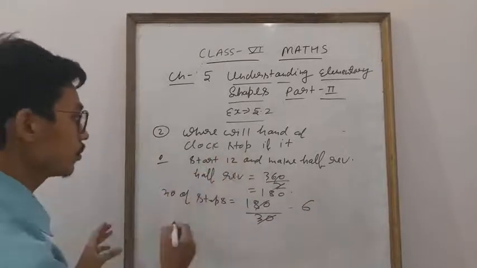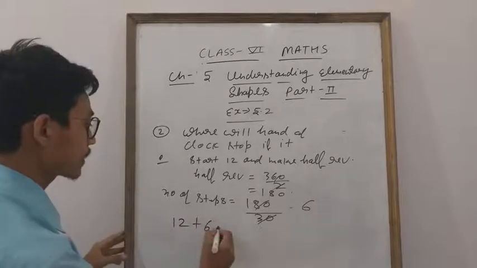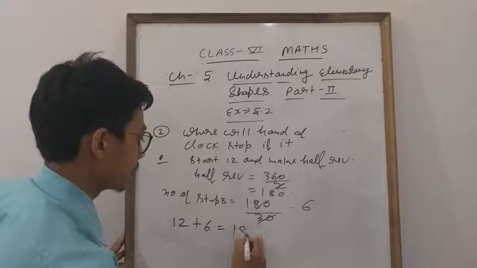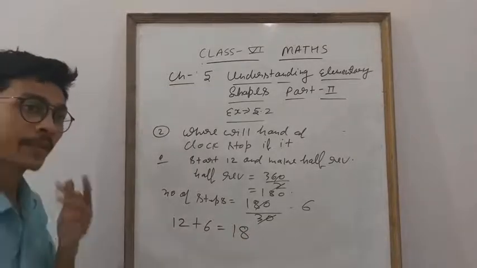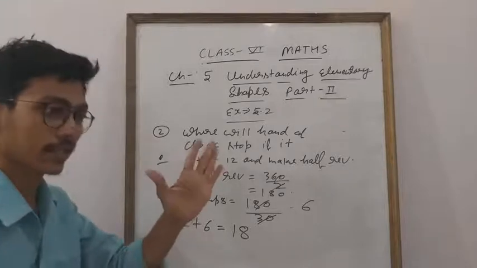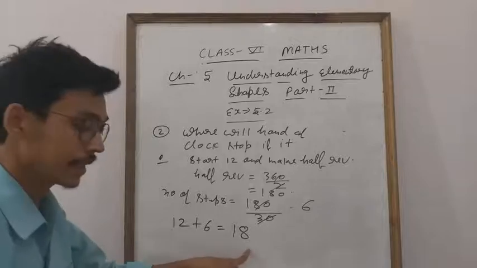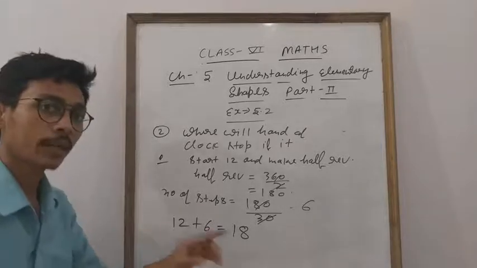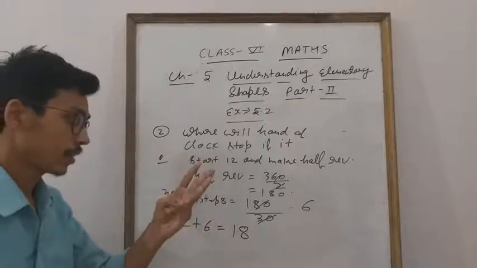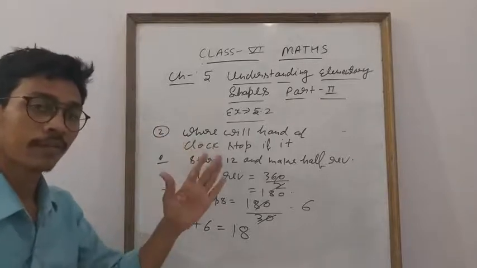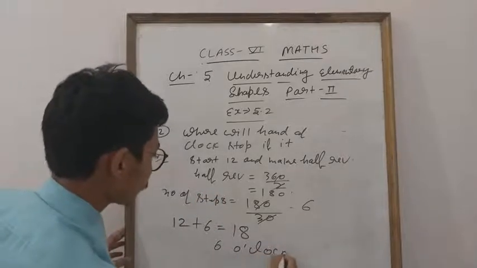It means you have to start at 12 and move 6 steps further. So 12 plus 6 is 18. Now what is 18? It means 12, 13, 14, 15, 16, 17, 18. Clear? 12 plus 6 is 18. How will 18 be? After 12 comes 13 which is 1, 14 which is 2, 15 which is 3, 16 which is 4, then 17 which is 5, then 18 which is 6. So you write 6 o'clock.